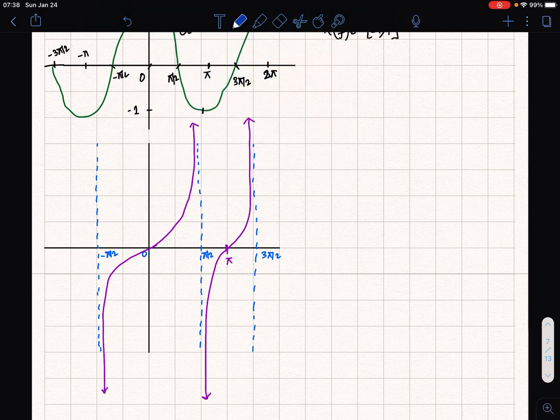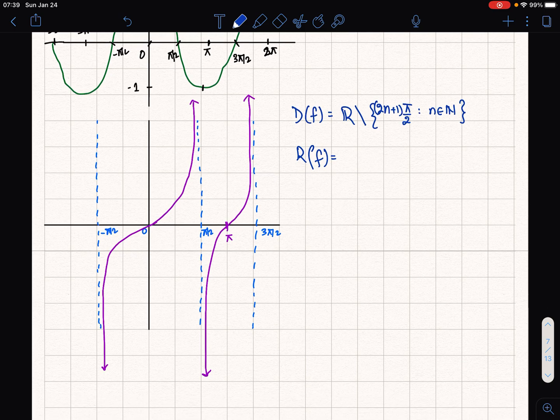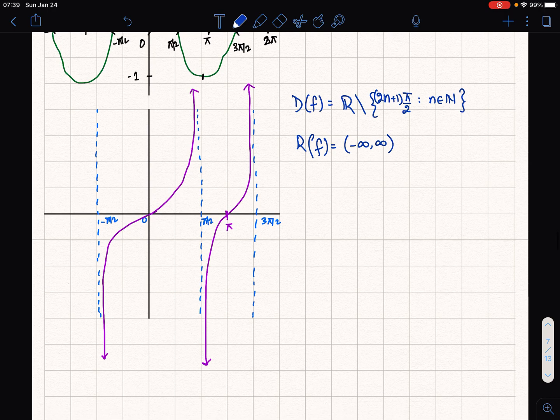The domain of tan of x is clearly all real numbers minus the points of the form 2n plus 1 pi by 2, where n belongs to natural numbers. While the range of the function is minus infinity, comma infinity. This is clear from the graph as you look at it.